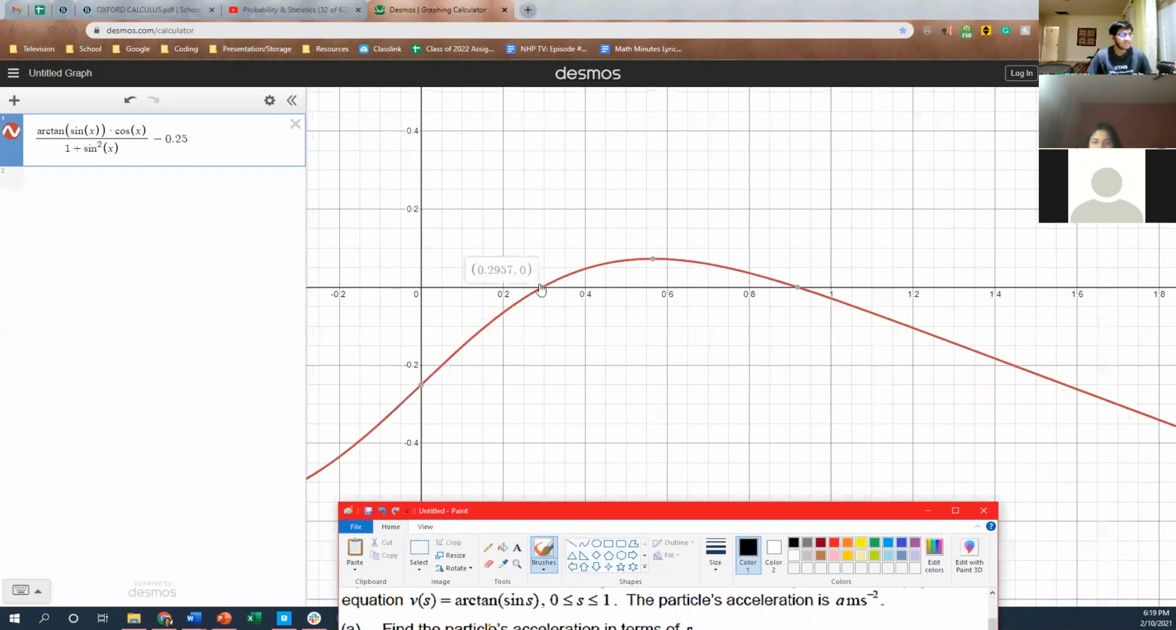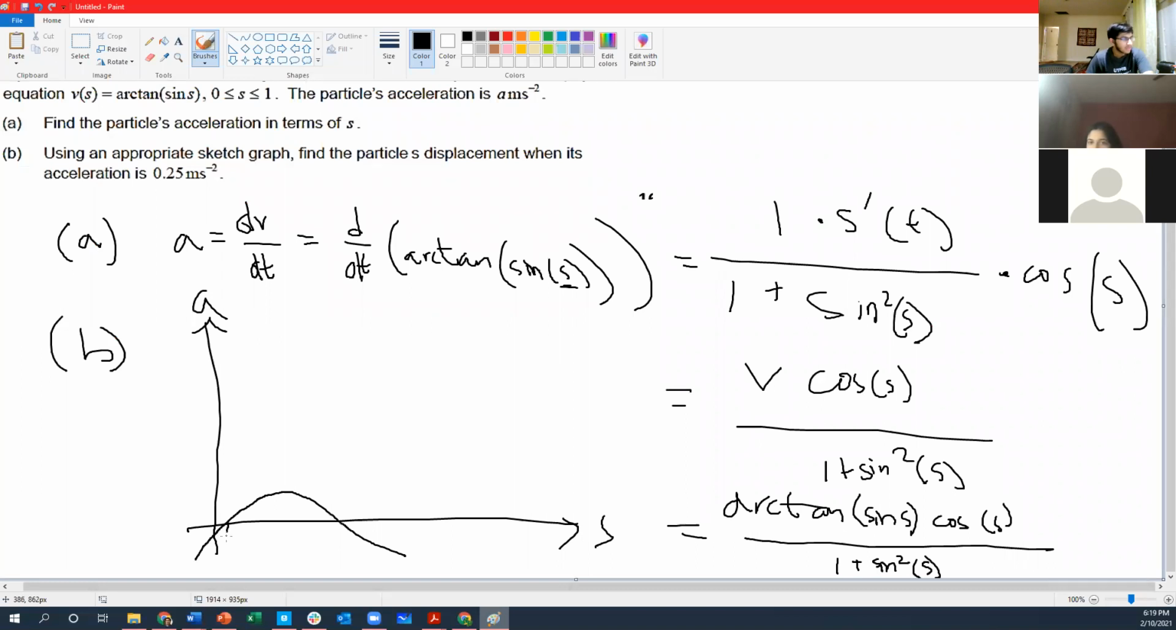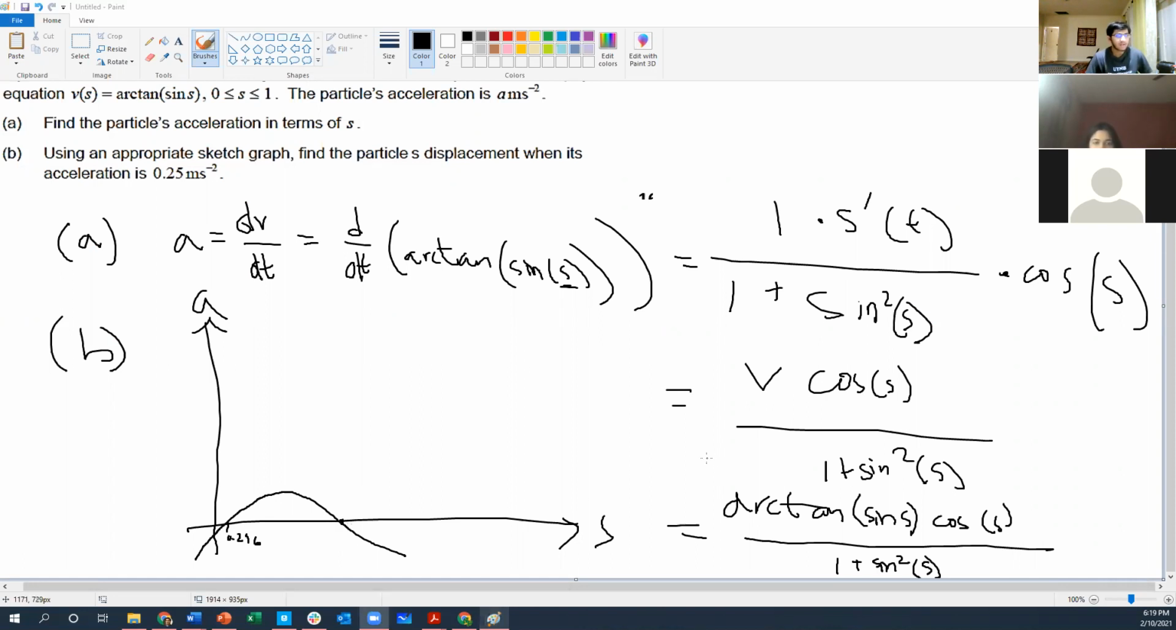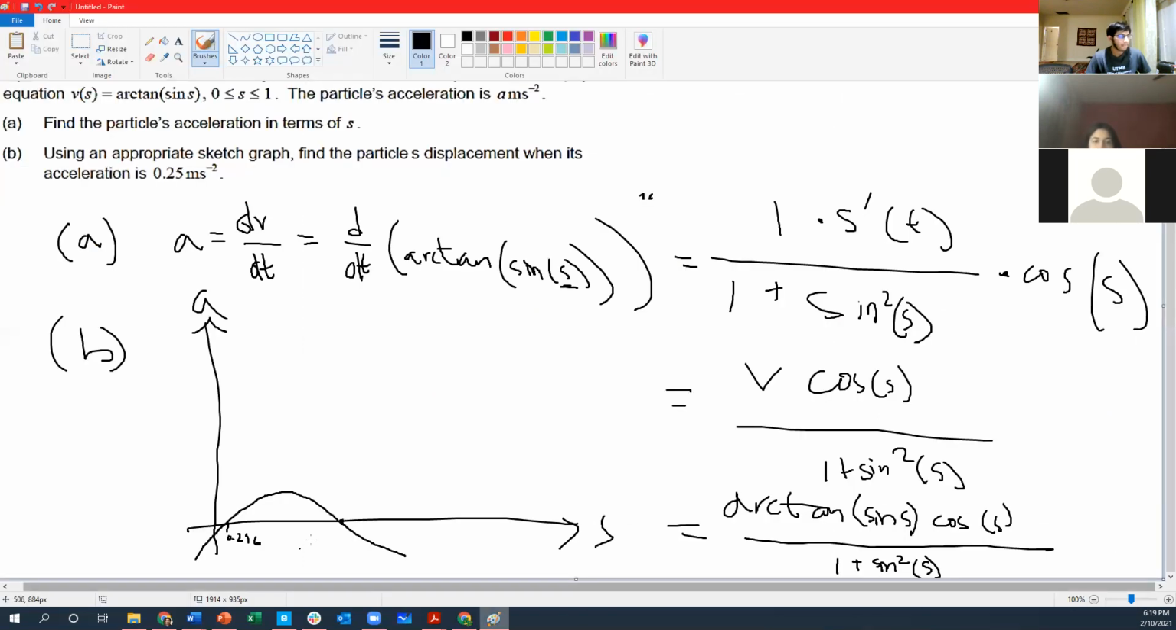So it intersects at 0.296 and 0.918. Okay. So this we would say 0.296, and this would be 0. What was it again? 0.918, right? The other thing we would have to specify is that this is a 0.25. Otherwise, we could get points taken off because that, yeah.